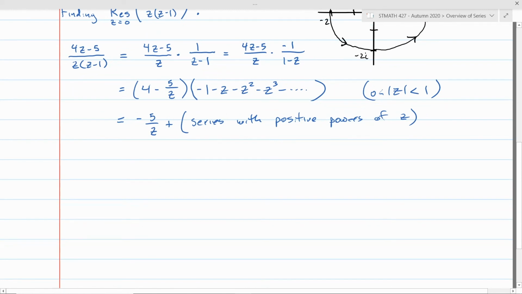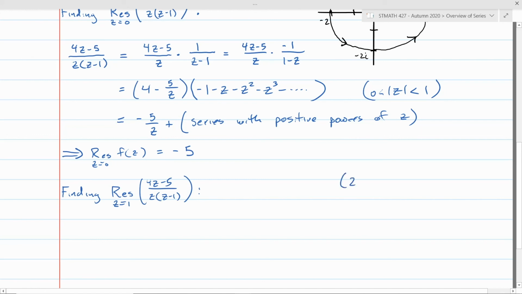But in any event, we see here that our residue at z equals 0 of our function is negative 5. And next, let's find the residue at z equals 1. So this means we need to find the Laurent expansion centered at 1. So that means we're going to have to look at these z minus 1 to the n powers.